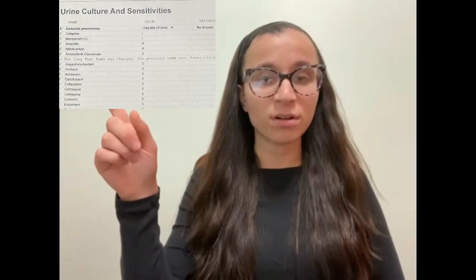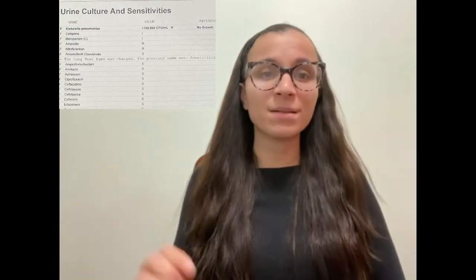And see over here, the reference range says no growth. That basically means that what's normal is not to have any growth. Like I just said, it should be free of bacteria. So if yours is saying it's more than 100,000, then they definitely have a urinary tract infection.